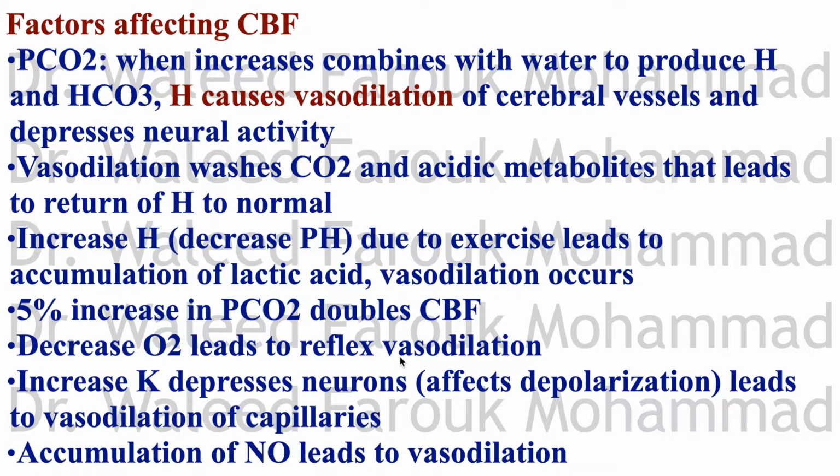Increase in potassium depresses neurons, so it affects depolarization and leads to vasodilation of capillaries. An accumulation of nitric oxide also leads to vasodilation. So these are the factors affecting the cerebral blood flow. Remember, the nitric oxide, potassium, the PCO2, the hypoxia, the increase in H. This all affects the cerebral blood flow.